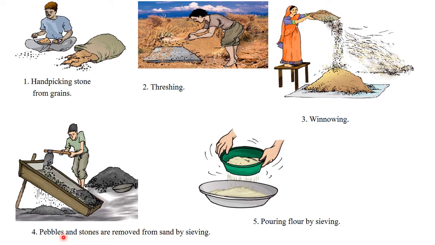Next one is pebbles and stones being removed from sand by sieving. This is the sieving process. You must have seen it at construction places, where pebbles and sand are separated with the help of a sieve. In the same way, flour is poured through a sieve. If you have any atta with impurities, you use the sieve and separate these two mixtures.